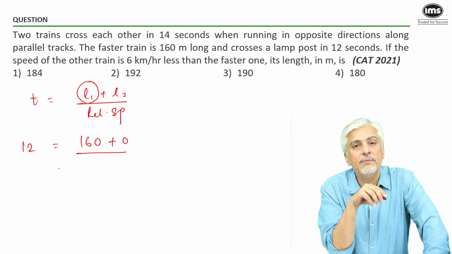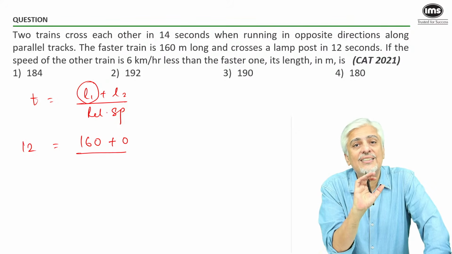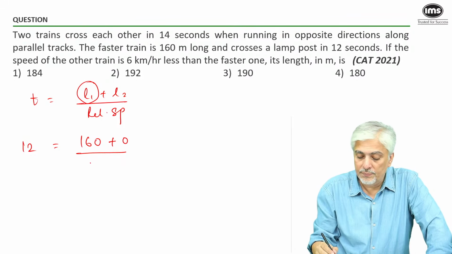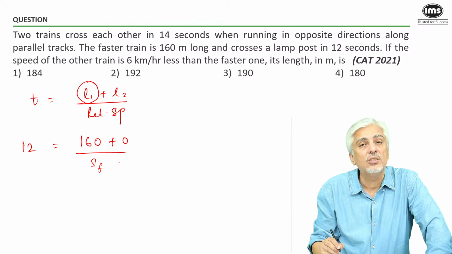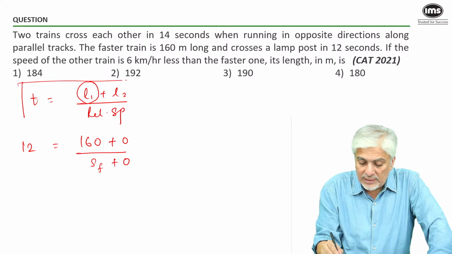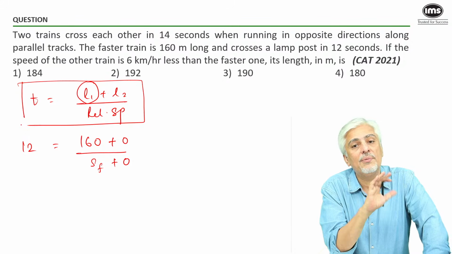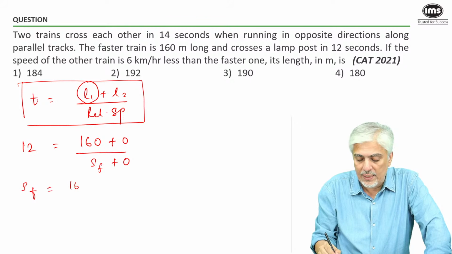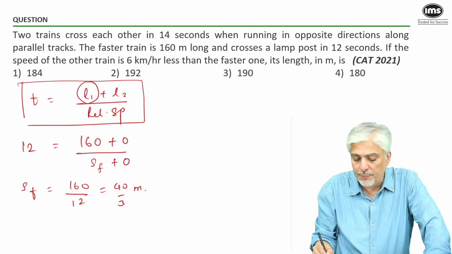Relative speed. One of the objects is stationary. The pole is stationary. The pole is not going anywhere. So it will be speed of the train, speed of the faster train, let's call it SF, plus 0. So if you use only this concept every single time also, it will come right. So what will you get? SF is equal to 160 upon 12, which is 40 upon 3 meters per second, speed of the faster train.